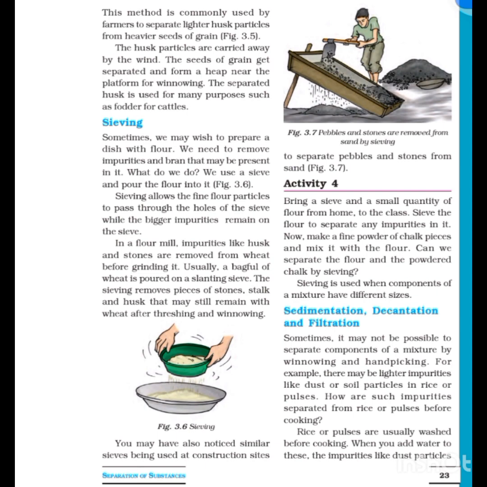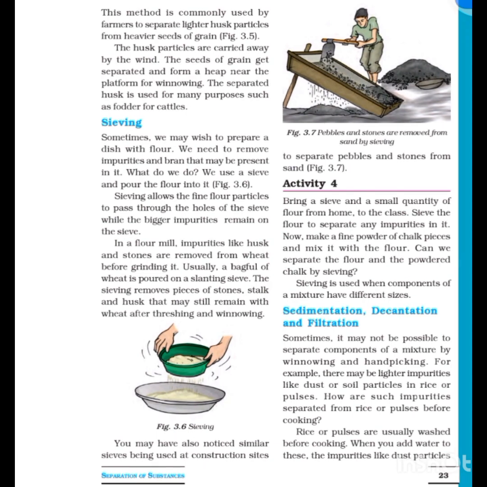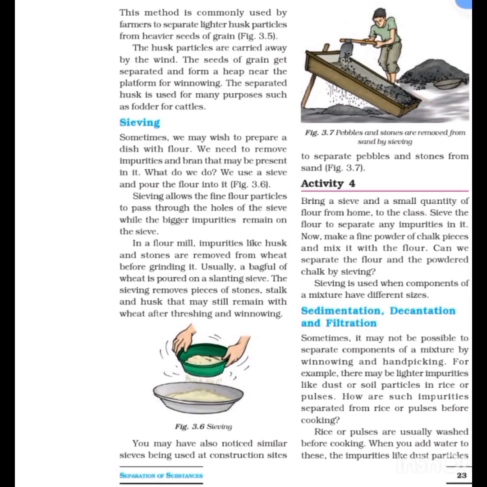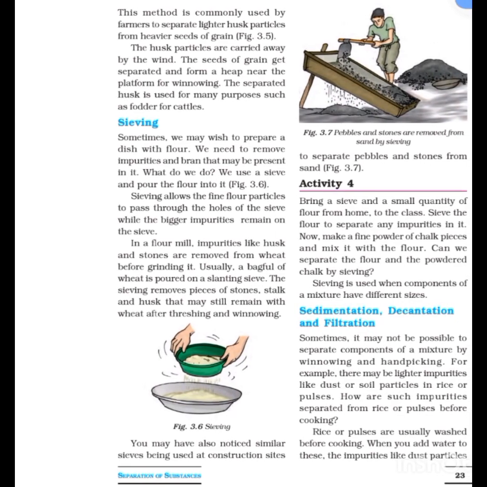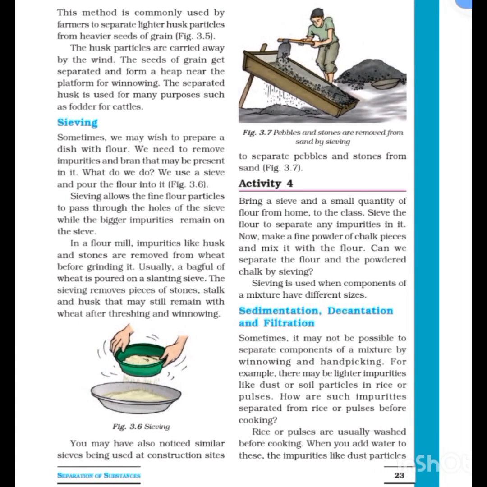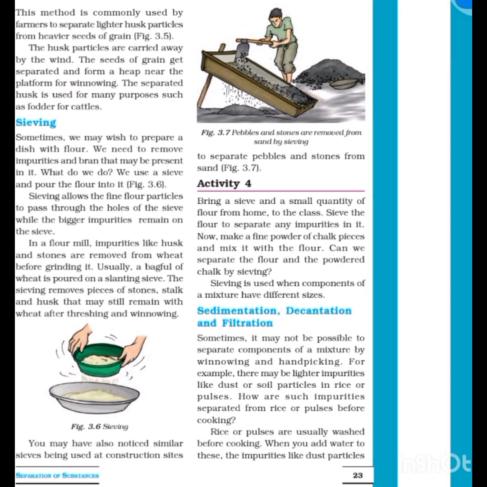Before grinding, all this is removed; we sieve it. Usually a bag full of wheat is poured on a slanting sieve. The sieve removes pieces of stone, stalk and husk that may still remain with wheat after threshing and winnowing. You may have also noticed similar sieves being used at construction sites to separate pebbles and stones from sand. Pebbles means small stones, right?